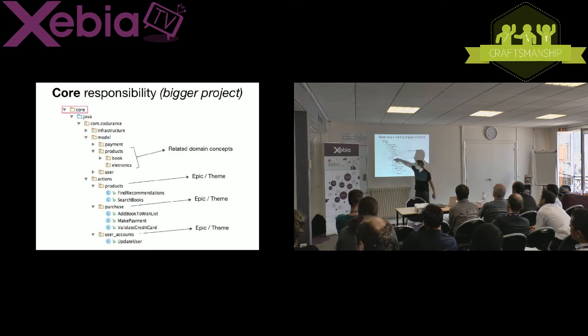So you can start creating these modules, products, purchase, user accounts, according to epics and themes, or let's call it capabilities, like Liz Keogh. She would be happy that I mentioned that. Liz Keogh is now using the term capabilities. So they are the capabilities provided by our system. You can group them like that, and those are candidates in the future for bounded contexts.